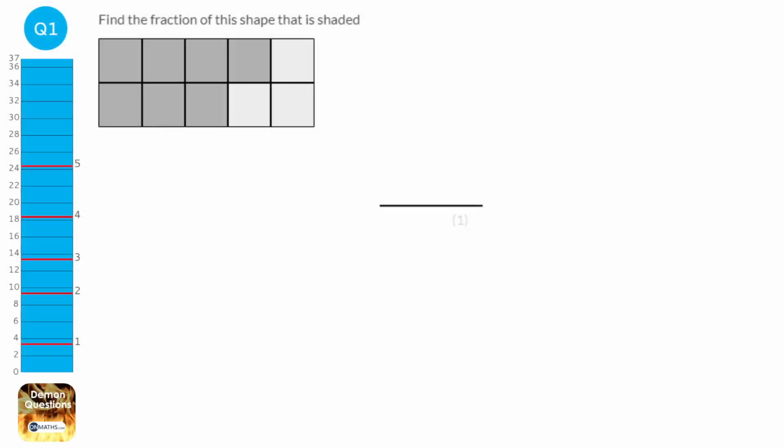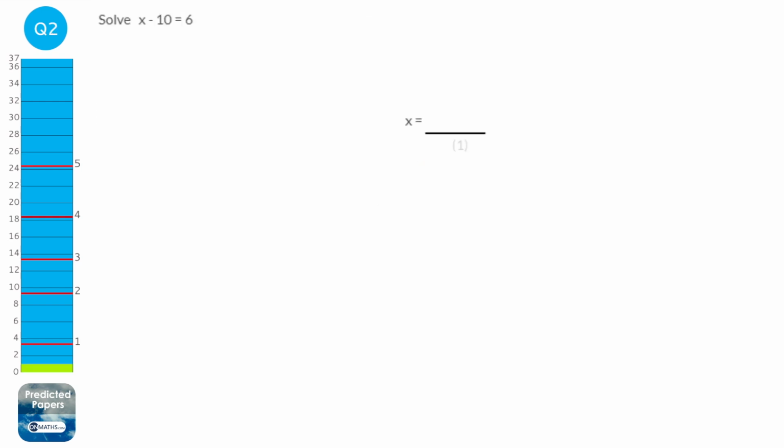There are 10 squares in total, so each square is worth 1/10. And if we count all of the shaded squares, we notice that in total there are 7 shaded squares. So that's 7 lots of 1/10 or 7/10. So I'm going to start just by copying this question.